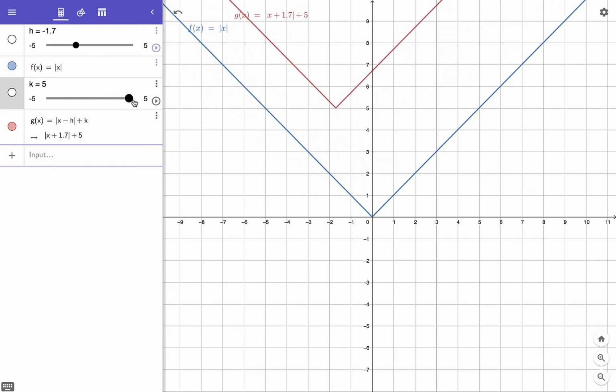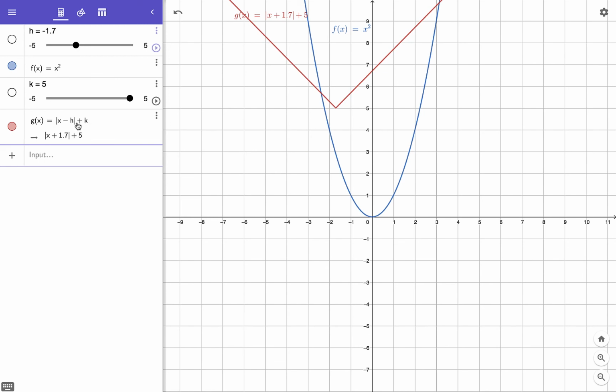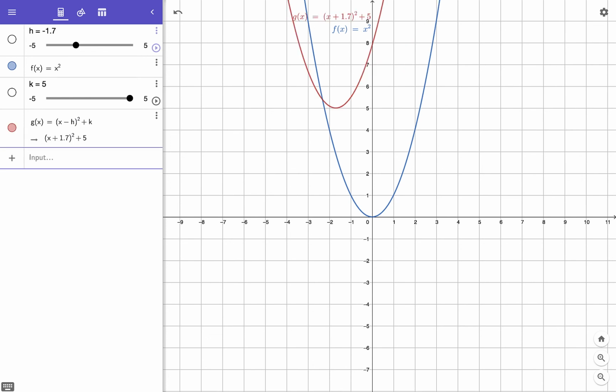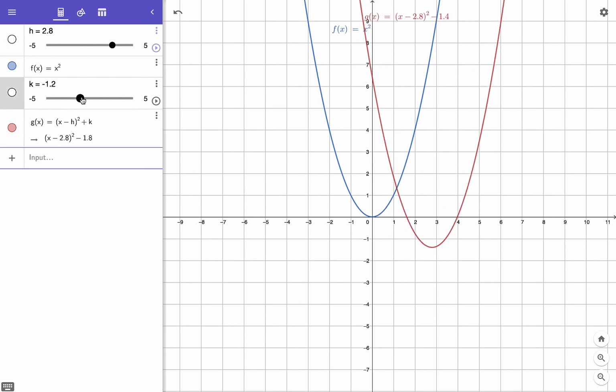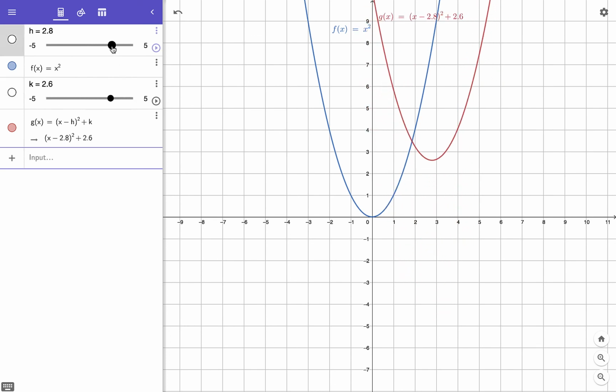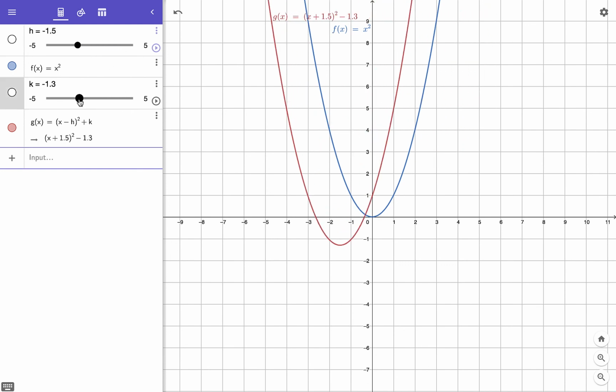Okay, and this applies to any function. Let's change my function to the parent function x squared, and change this one as well to the function (x minus h) squared. There it is. These are my functions. If I move the h, it's to the right or to the left. If I move my k, it's up and down. If I move them together, it's to the right and up, or to the left and down.